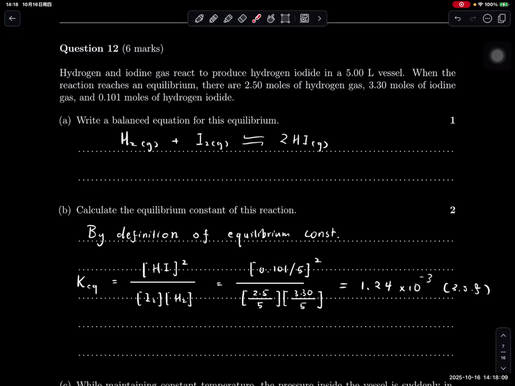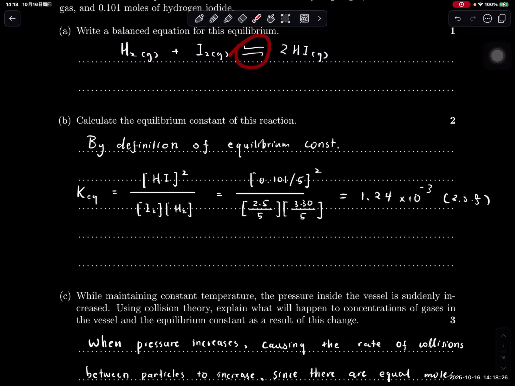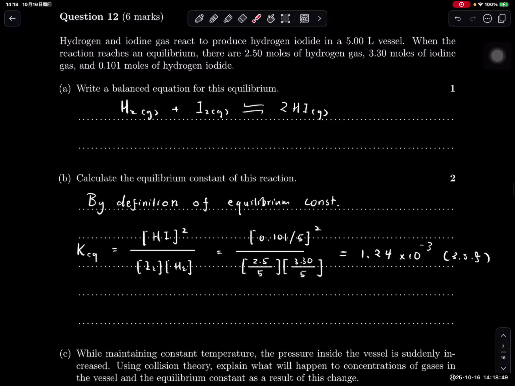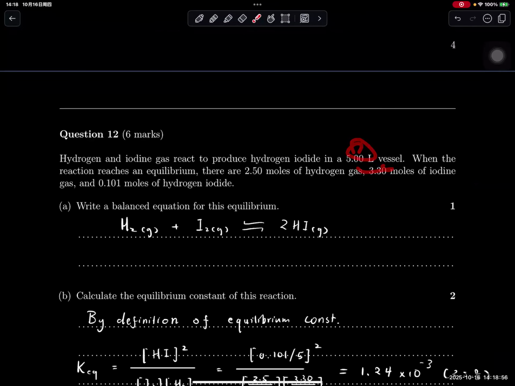Question 12 gives you a volume of the vessel and the equilibrium moles of all the species. Part A is pretty easy. Make sure you balance the chemical equation and use the correct arrow. Part B asks you to calculate the equilibrium constant, so you can get the equation from its definition. Write this down, and when you substitute the concentrations, make sure you divide by the volume. Don't just put the moles in. This is concentration. The final answer should be 1.24 times 10 to the power of -3. Actually, the unit doesn't matter here. Three sig figs, because these numbers are three sig figs.